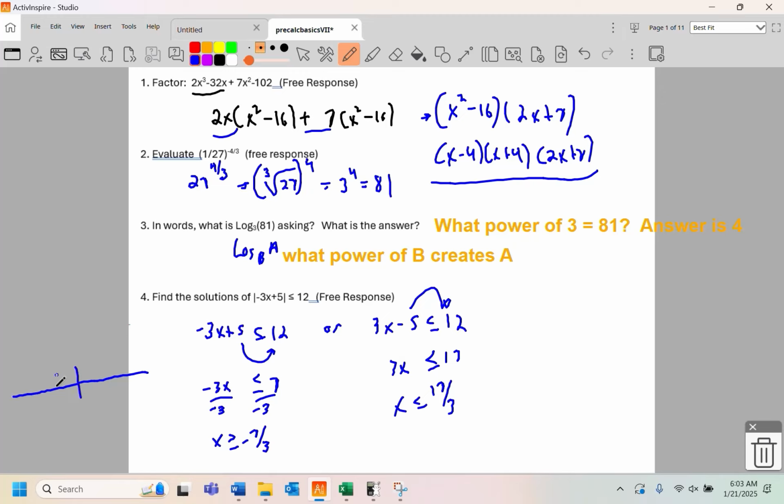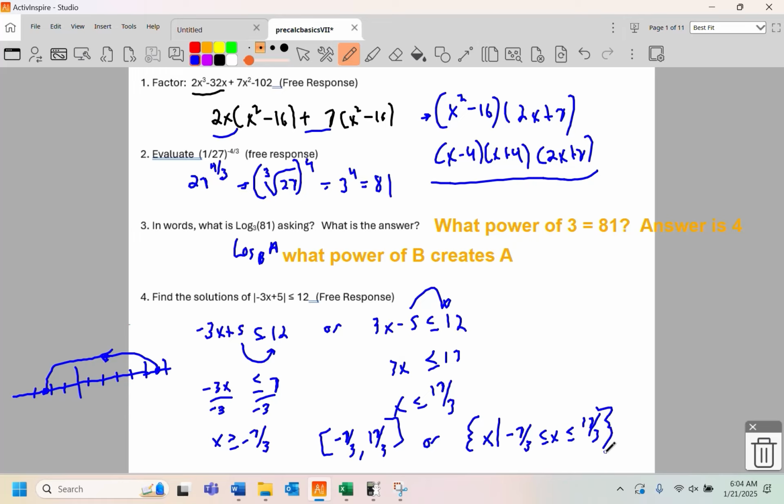Think about what that looks like on a number line. Let's see, 17 over 3 is what, close to 5? A little over 5. So I'm supposed to be greater than or equal to -7/3, but at the same time less than that. Therefore, my answer is the space between these two things. I can write it like that, or I can use set builder notation, all values of x such that -7/3 is less than or equal to x less than or equal to 17/3. Pick your poison on how you write.